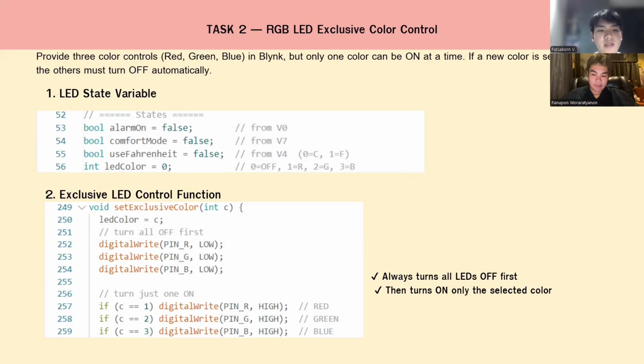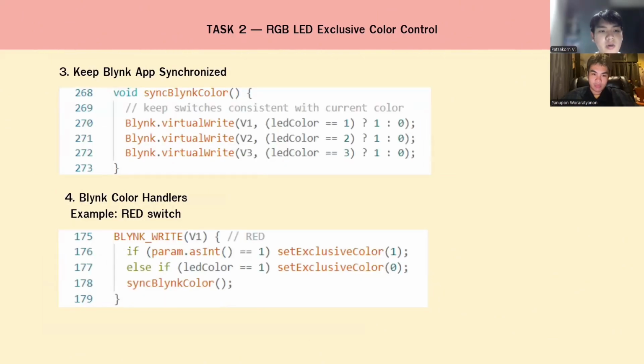This function is what enforces the exclusive LED behavior. The code first turns off all LEDs by writing LOW to all 3 pins. Then, depending on the value passed to the function, it turns on only one LED. So, for example, if the user selects red, the code calls setExclusiveColor(1), and only the red LED turns on, while green and blue remain off.